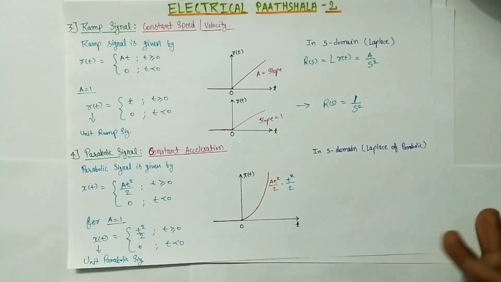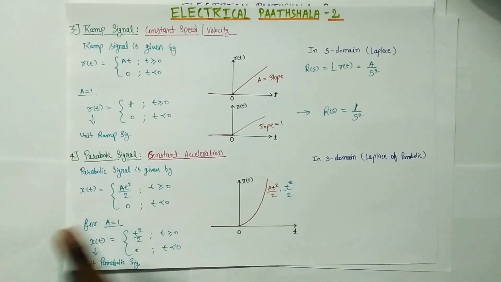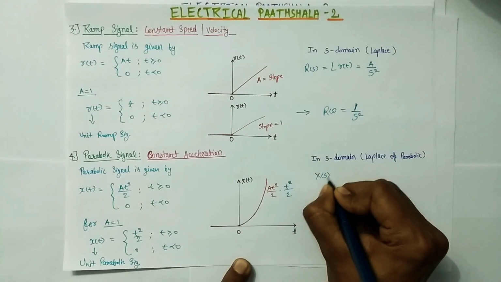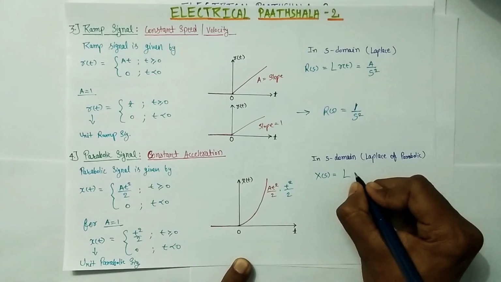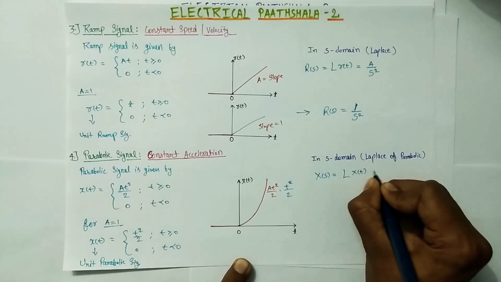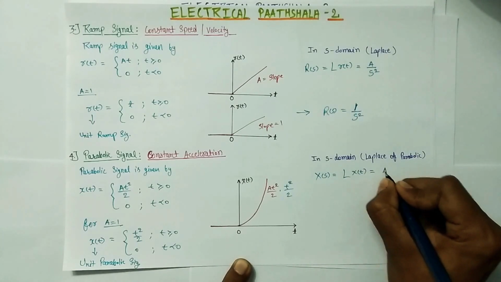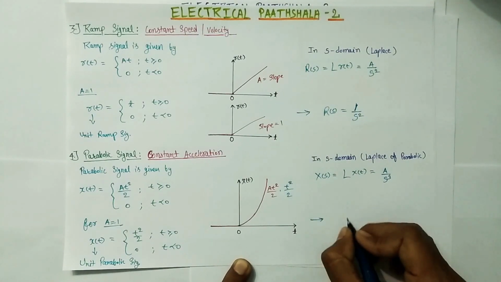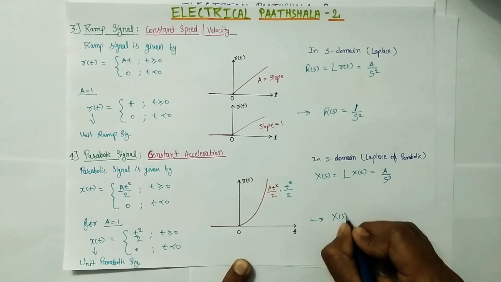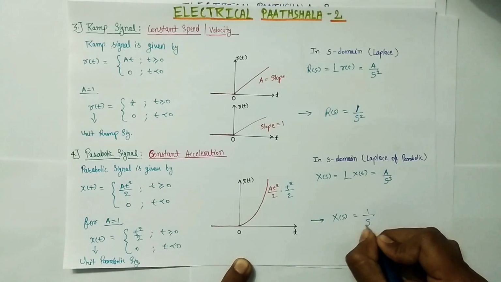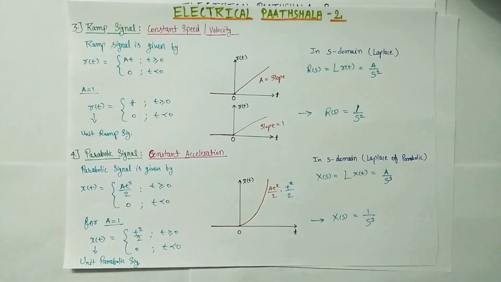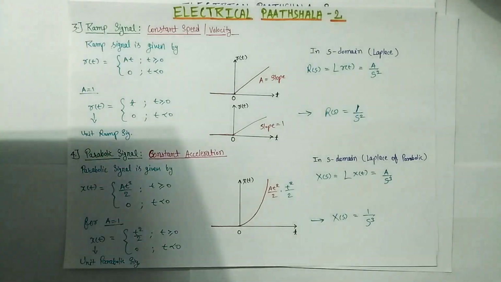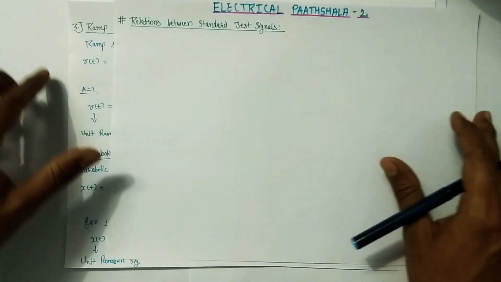In the S domain, or frequency domain, the Laplace transform of the parabolic signal is given like this: X(s) equals Laplace transform of x(t), which is A by s cube. And for the unit parabolic signal, X(s) is simply 1 by s cube. So these were your 4 standard test signals. Now we will see what the relations are between these standard test signals.